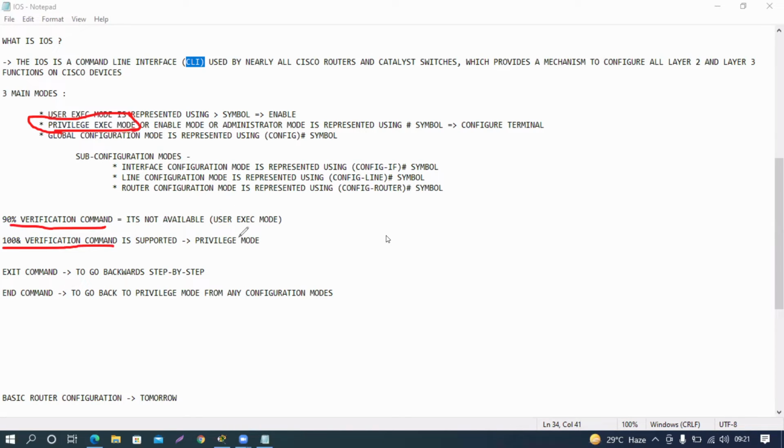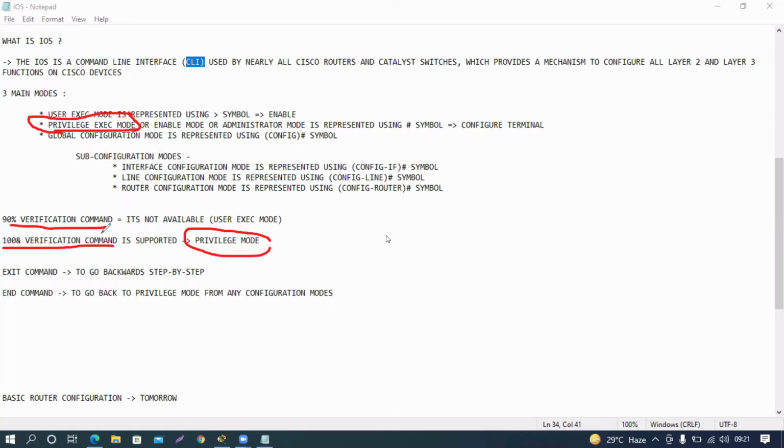Not every single command is supported in every mode. The commands we use to configure our routers and switches are mode specific. It means when you are in a certain mode, then you can do this; when you are not in that mode, you cannot do that. So 90% of the verification, or 100% of the verification, you can do directly from privilege mode, whereas only 10% verification you can do from the user exec mode, because 90% is not supported here.